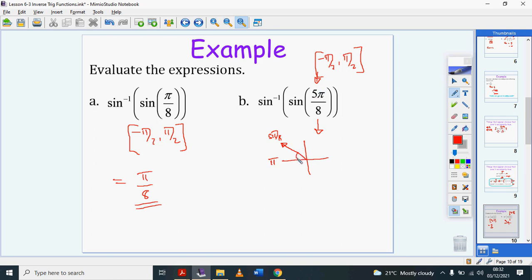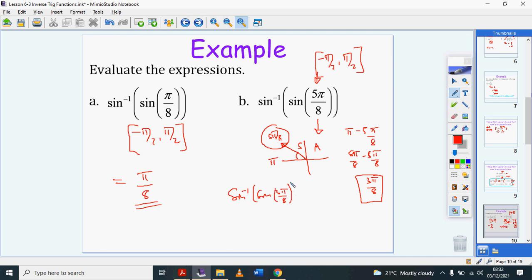And what's missing to make pi? Well, I hope you can see that if I subtract pi minus 5 pi over 8, pi is the same as 8 pi over 8, and minus 5 pi over 8, what I get is 3 pi over 8. So I know from my previous trigonometry that this angle 3 pi over 8 has the same ratios as this angle 5 pi over 8, because it's positive here and sine is positive here. So I'm going to express this expression as the sine inverse of the sine of 3 pi over 8.